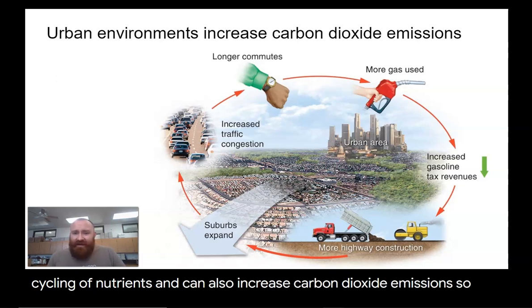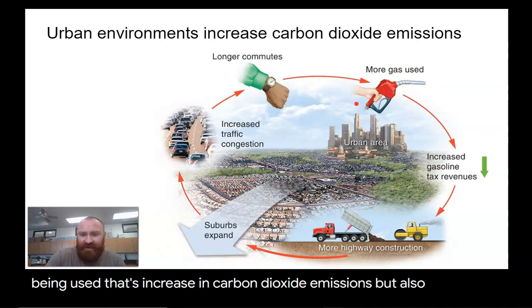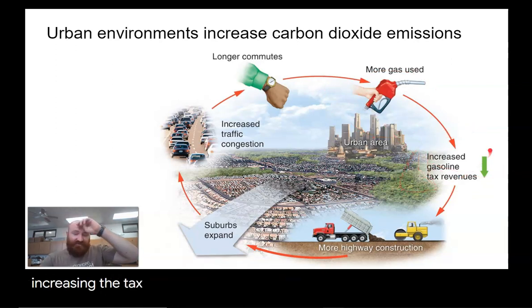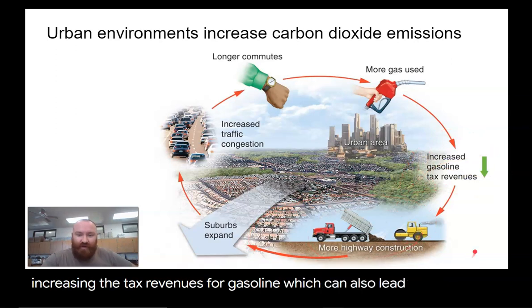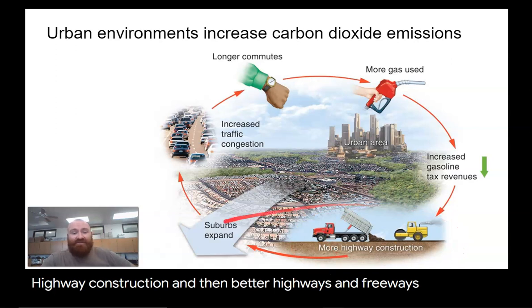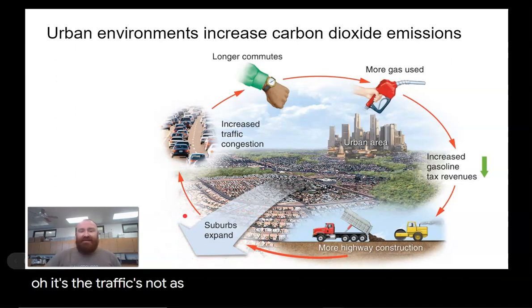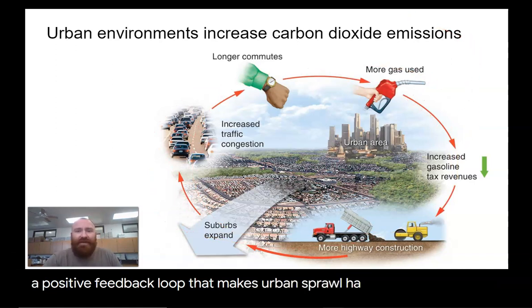So, for example, let's say there's more people moving out to the suburbs from the city. This is going to increase traffic. Longer commutes mean more gas is being used. That's increasing carbon dioxide emissions. But also, it's increasing the tax revenues for gasoline, which can also lead to more highway construction. And then better highways and freeways are actually going to lead to more suburb expansions because people are going to say, oh, the traffic's not as bad now, or things like that. This is one example of a positive feedback loop that makes urban sprawl happen at a higher rate.